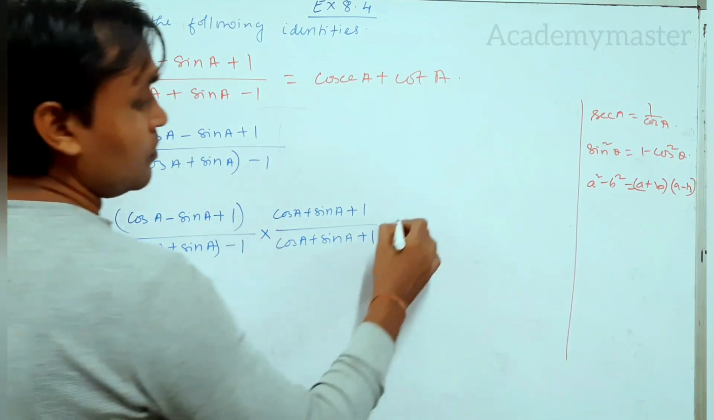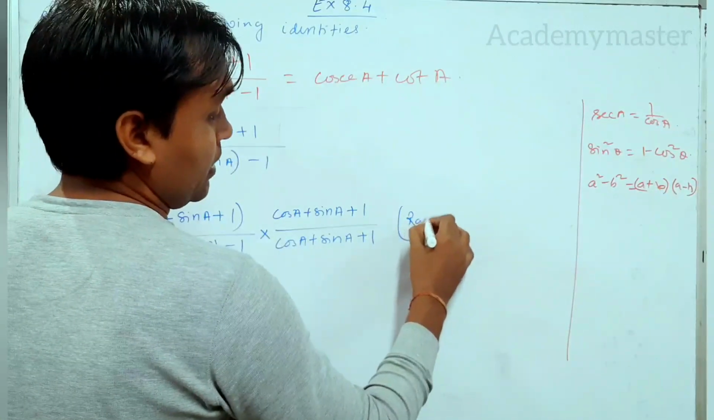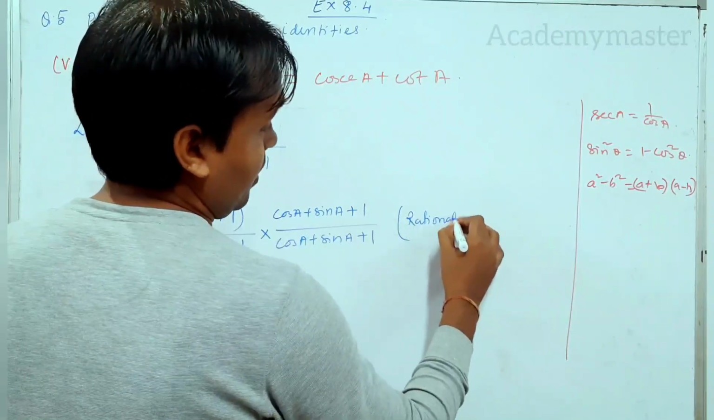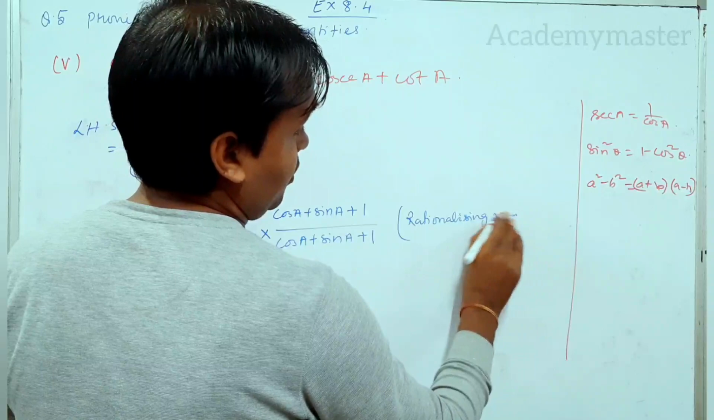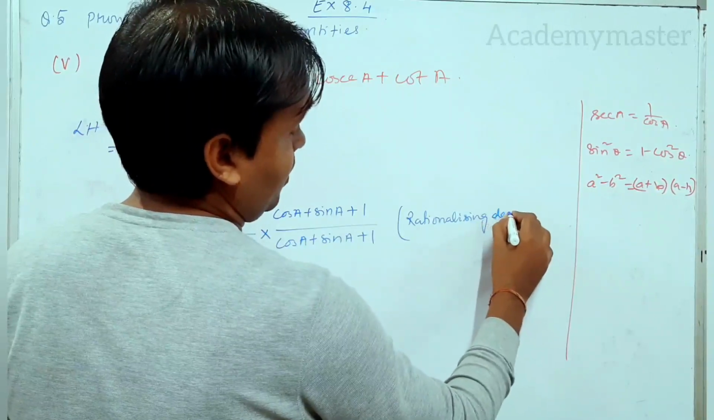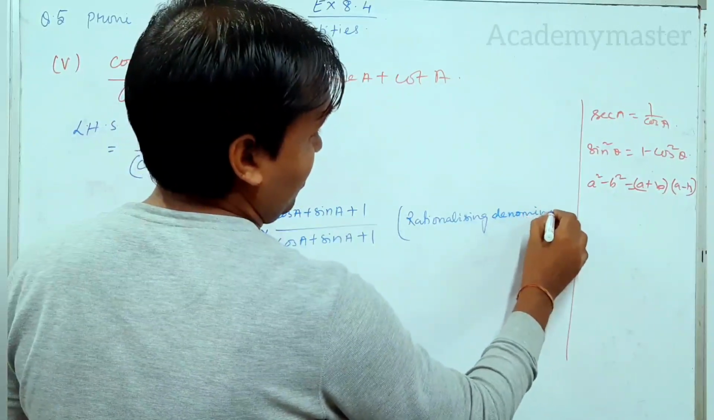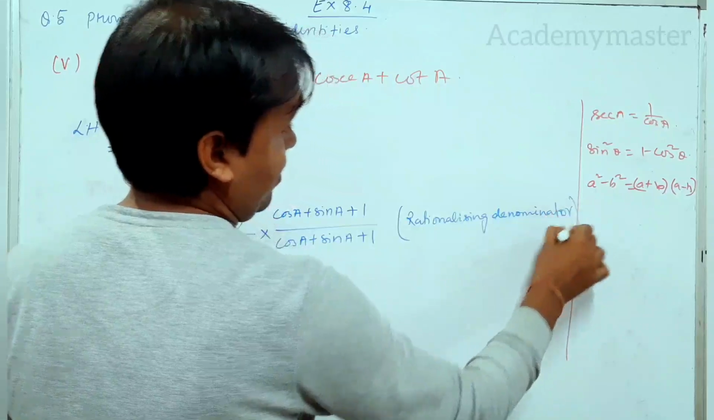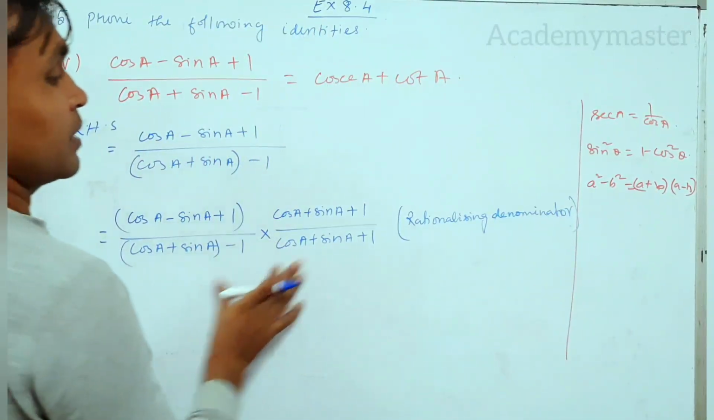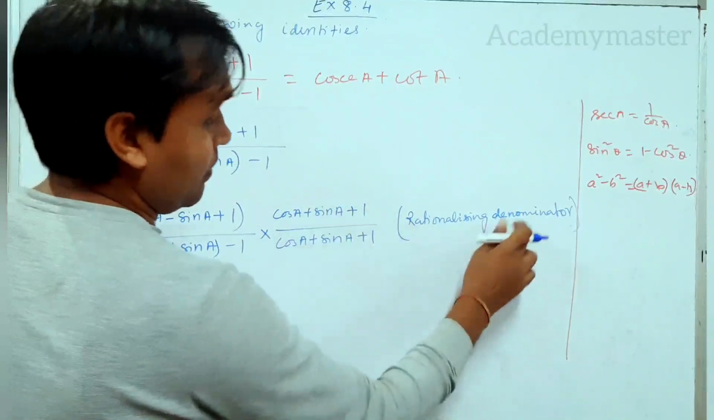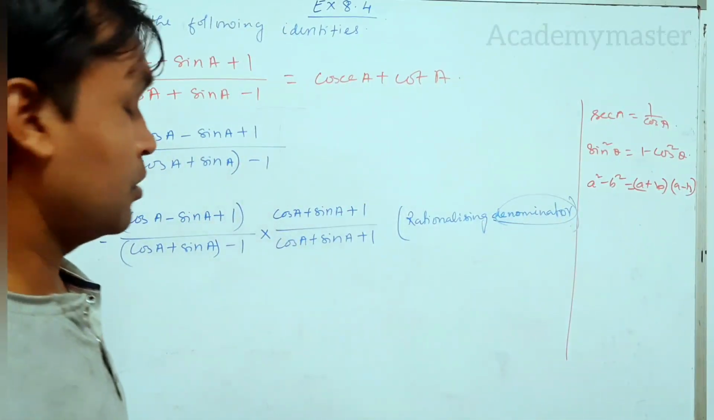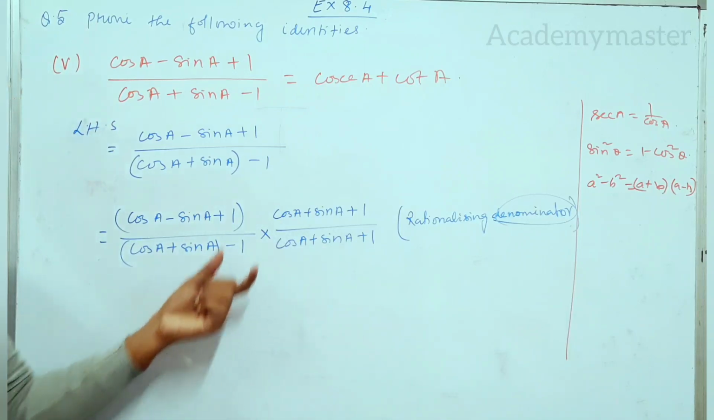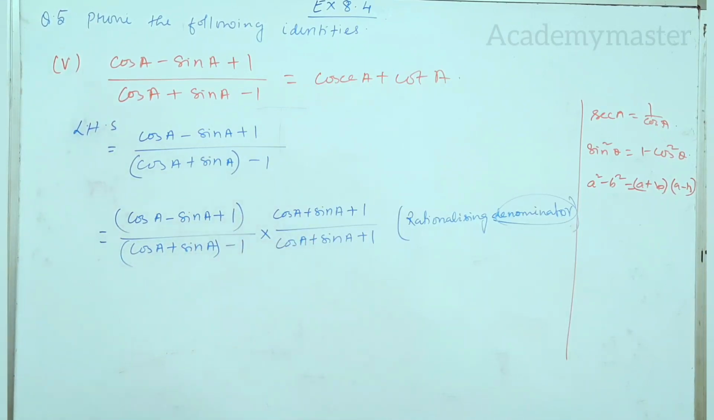Okay, if you are not understanding, you will write it: rationalizing denominator. Actually if I write rationalizing, that is enough, but I have mentioned here denominator. Basically we do it for the denominator only, okay, but I have just mentioned it, okay, got it?